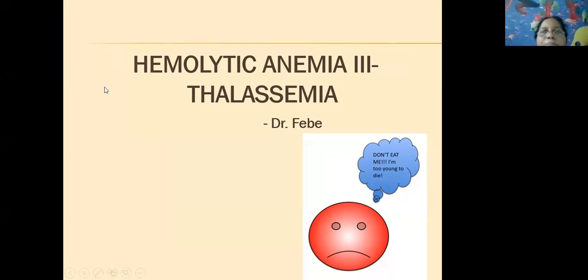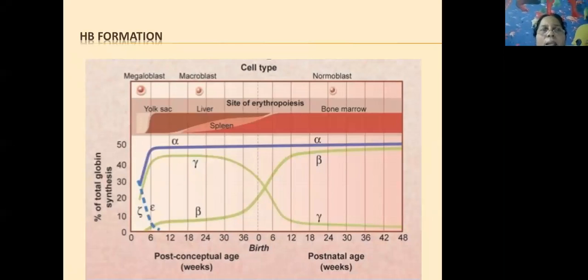Now the last part of hemolytic anemia, that is thalassemia and immune hemolytic anemia. Already I told you how the hemoglobin is being formed. Again, a recap of it. In the adult, it is 2 alpha chains and 2 beta chains, and that is formed in the bone marrow, the site of erythropoiesis.